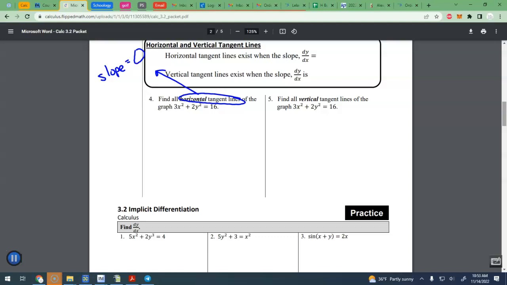Horizontal tangent lines, I want the slope to be 0, which means I want the derivative to be 0. So I'm going to take the derivative of that, so that equals 0. So 6x plus, this would be 4y, but I took the derivative of a y, so multiply by dy dx equals 0. And again, why did I set it equal to 0? It wasn't just random.